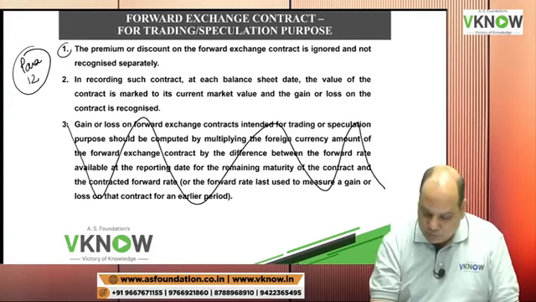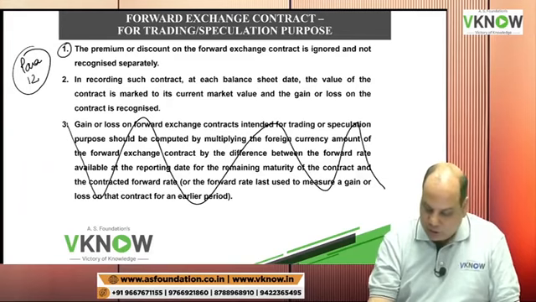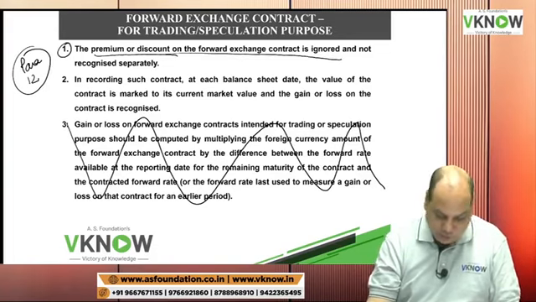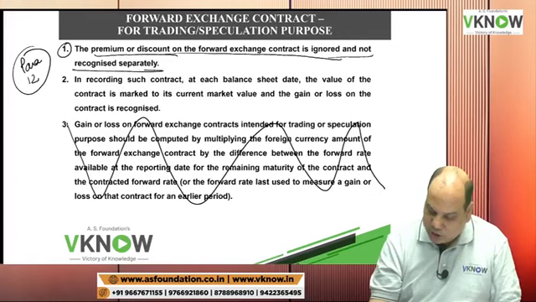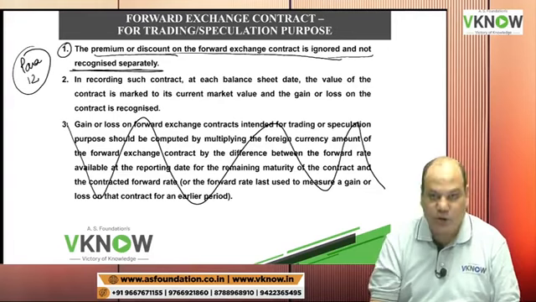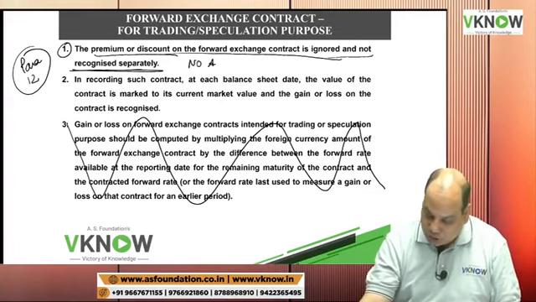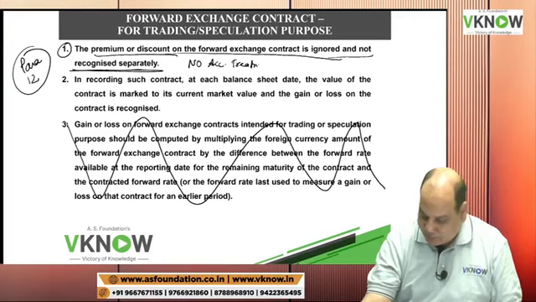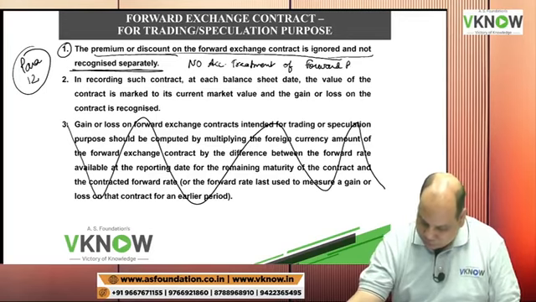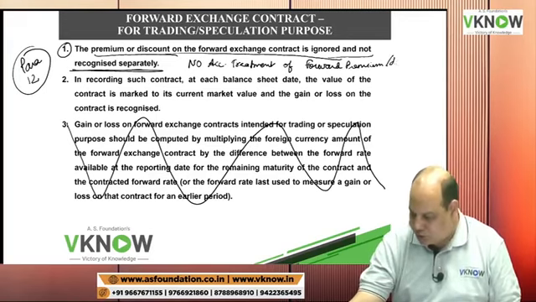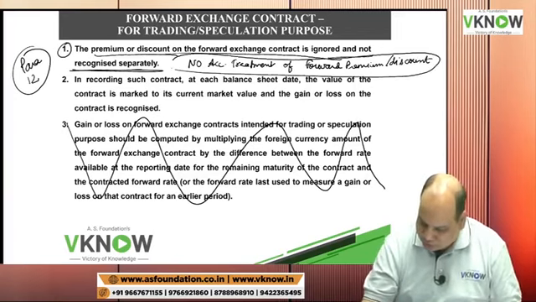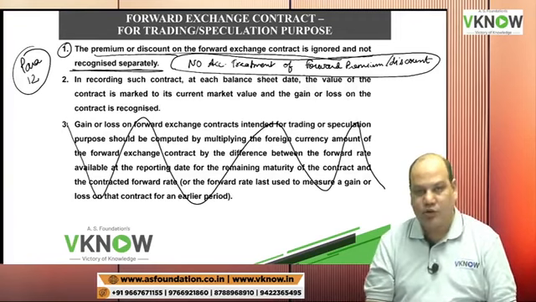So first rule is any premium or discount on the forward exchange contract is ignored and not recognized separately. If it is for speculation purpose, there is no accounting treatment of forward premium or discount. Like we have done in the case of hedging, this time you will not do it, just ignore it.